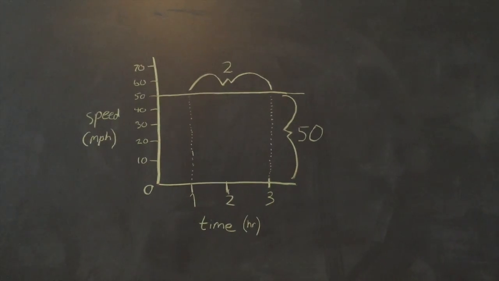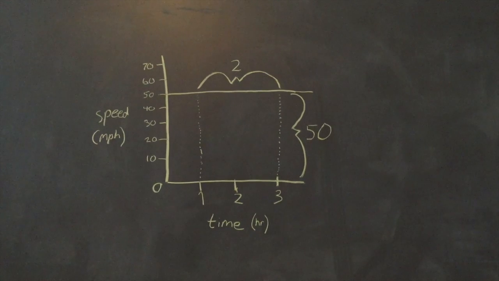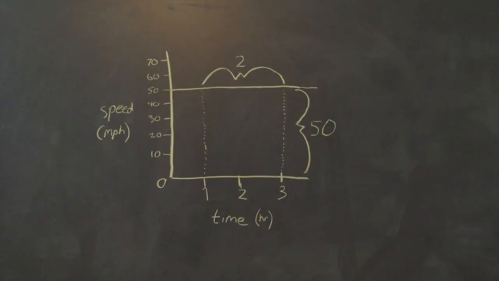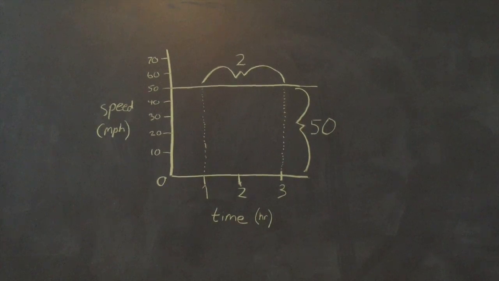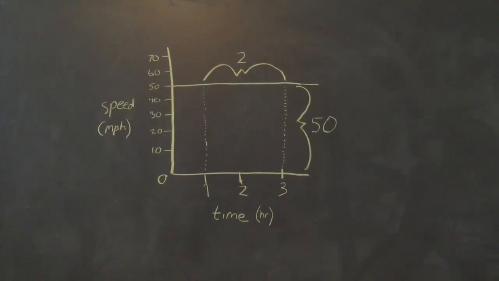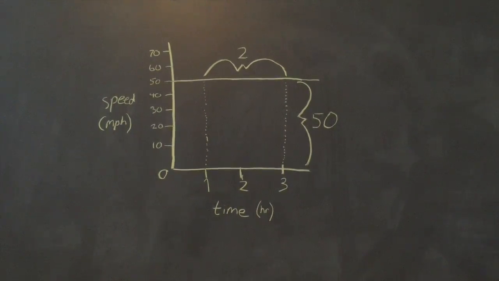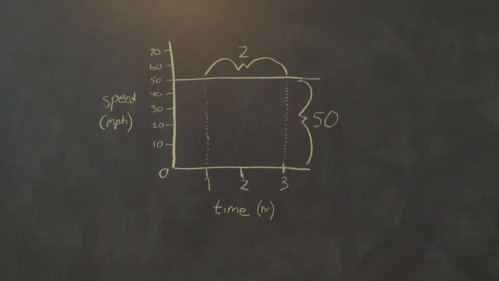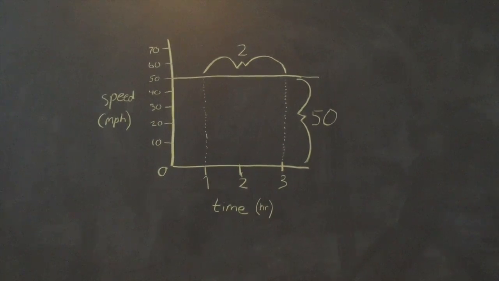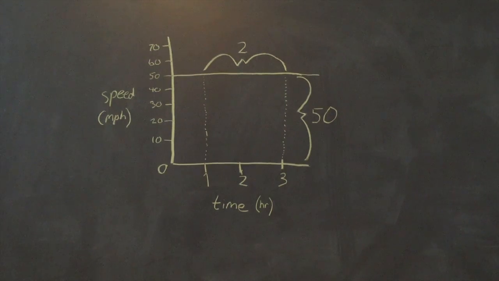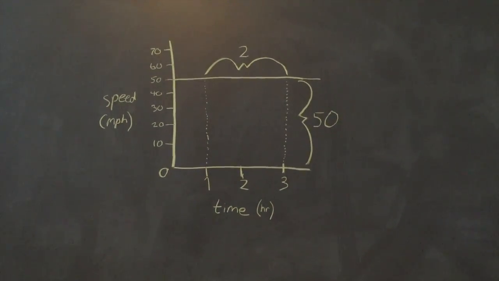Now we know that sometimes the simplest way to solve a problem is to do it geometrically. For instance, if we want to know the total distance traveled by the car in this graph between times 1 and 3, then all we need to do is find the area of the box made by the function and the x-axis between times 1 and 3. So the base of the box, 2, times the height, 50, equals 100, and we know that the total distance traveled by the car is 100 miles.